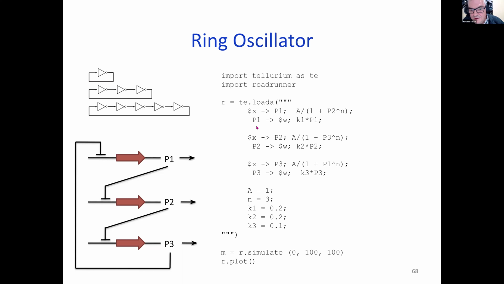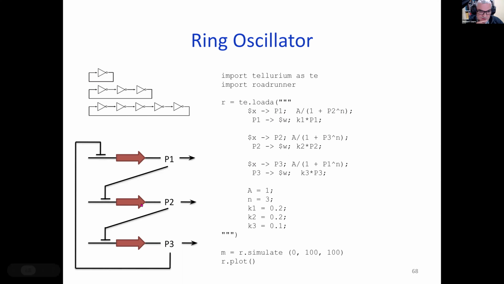And I've got the model here. These are the 3 genetic units. The second reaction in each one is just the degradation step. The actual gene is P1, protein P1, protein P2, protein P3, and there's the negative feedback.